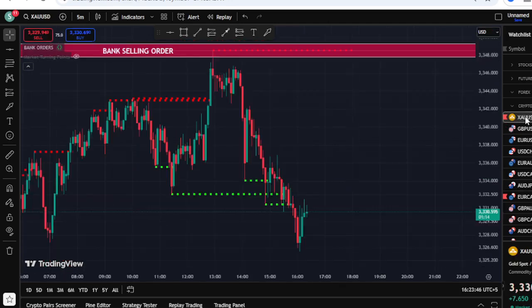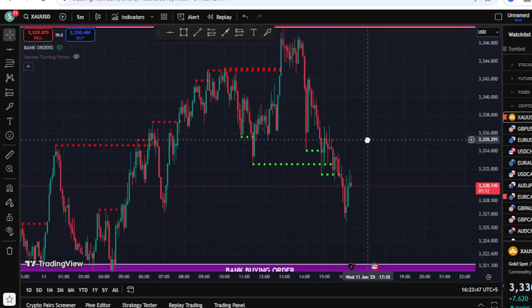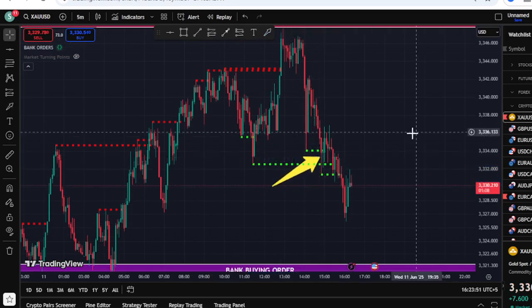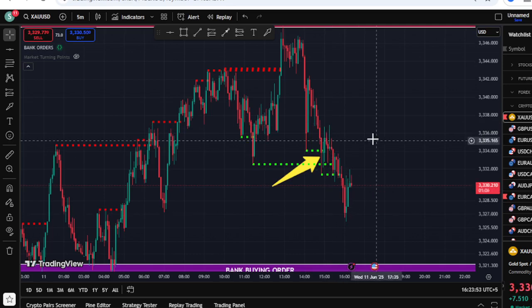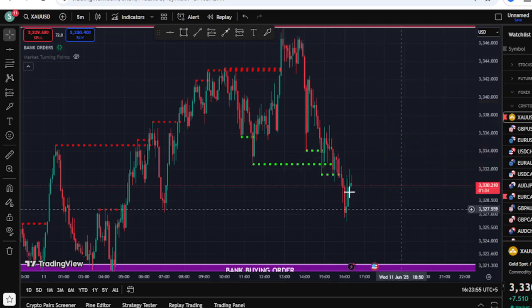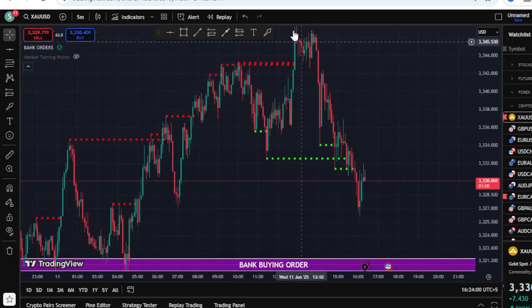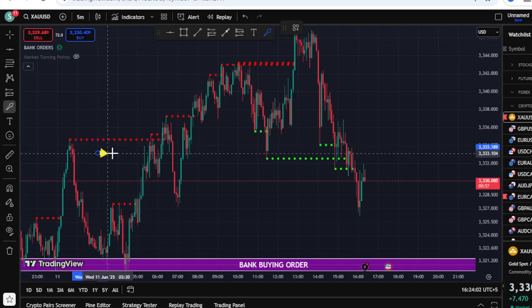Now I can show you some more examples. When the price closes below the dotted green line, it shows the weakness of the market, and you can see the gold is down. If you look at my previous videos, I have talked about this many times: below the green it's a sell and above the red it's a buy.